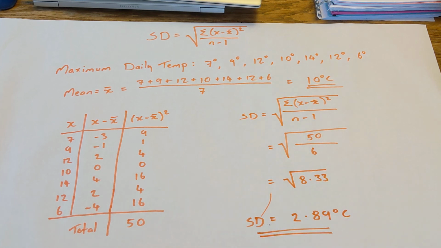So what you're saying is, on average, all this data is about 2.89 degrees away from the average, okay? That's quite a low standard deviation again, so it means there's not really very much spread, okay? If we've got a standard deviation of 8 or 9 degrees, well, that's telling us all these numbers here would be spread really far apart, okay?